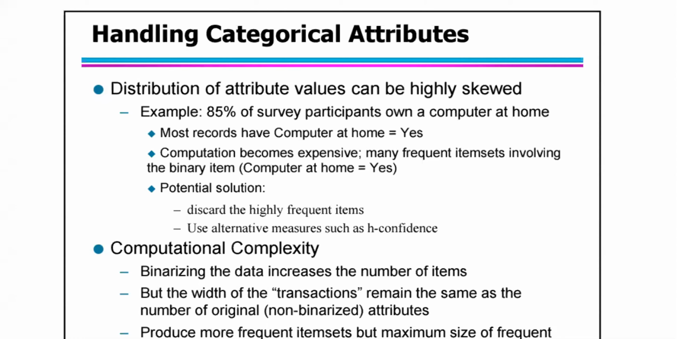So automatically the computational facility will increase. Binarizing the data increases the number of items, but the width of the transactions remains the same as the number of original attributes. It produces more frequent itemsets, but the maximum size of the frequent itemsets is limited to the number of original attributes. That is what we simply call computational facility.